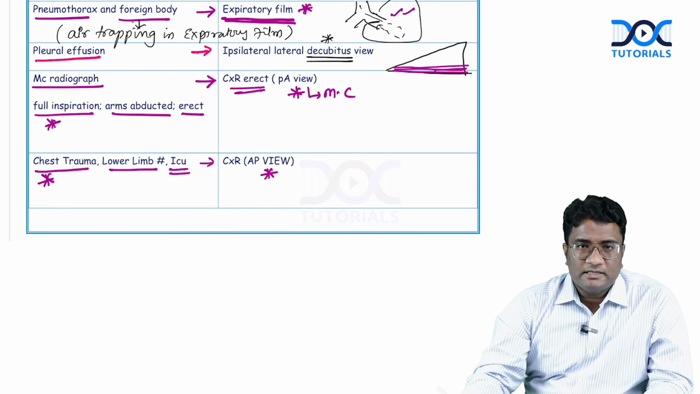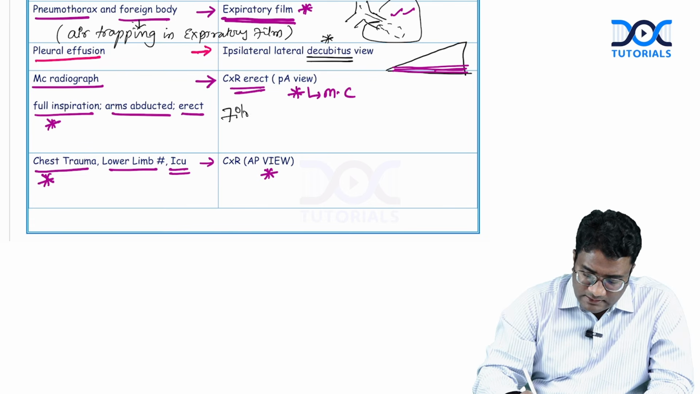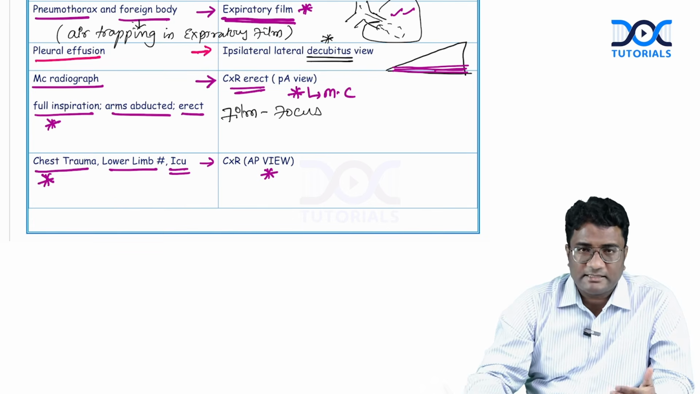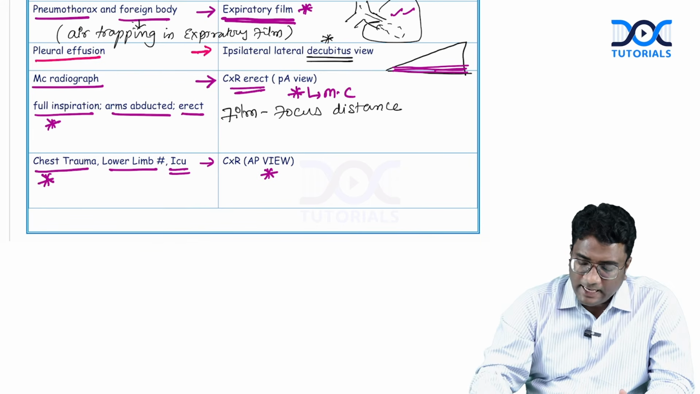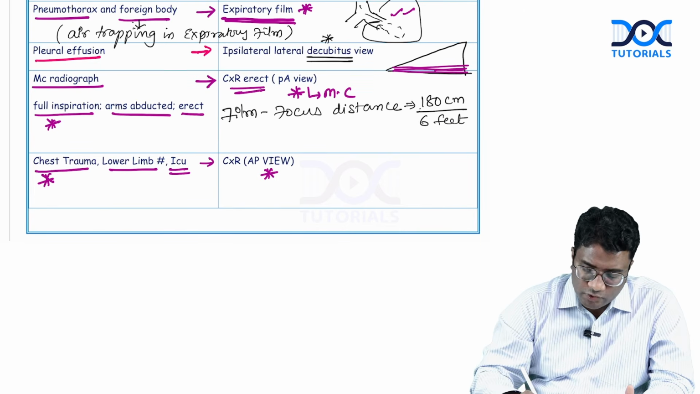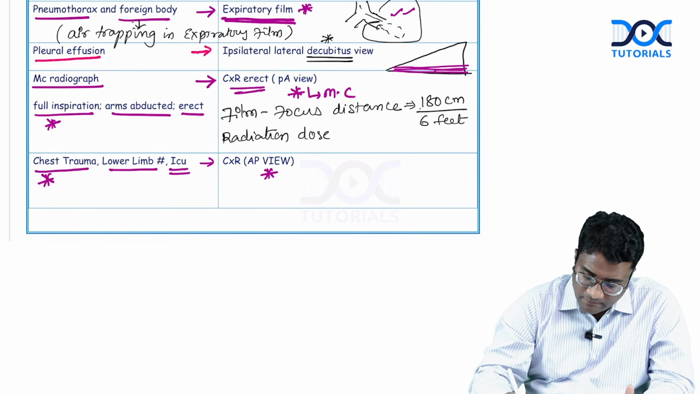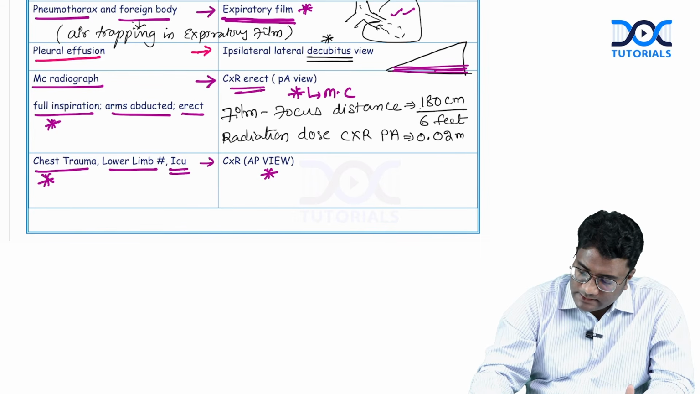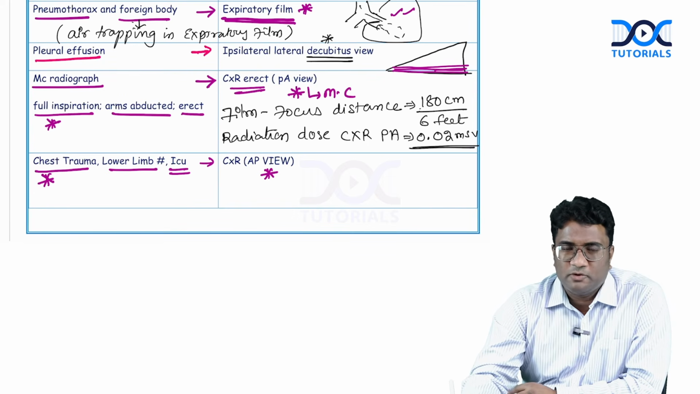Remember a few technical factors with the chest X-ray PA view. The film focus distance, that is the distance between the X-ray source and the X-ray film, in a chest X-ray PA view has to be 180 centimeters or 6 feet. And what is the radiation dose that is given on a chest X-ray PA view? It is about 0.02 millisievert. We learned this. So the radiation dose of a routine chest X-ray PA view is about 0.02 millisievert.